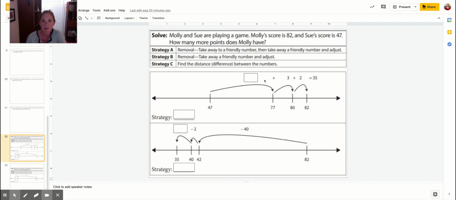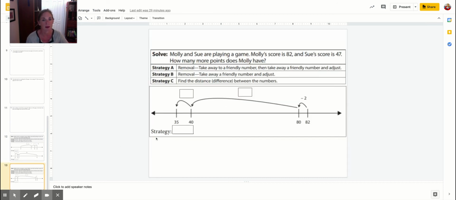So in this case, you have to look, are they taking away or are they adding? You can tell by looking at that. So you're going to figure out what this number is because they didn't fill it in for you. Figure out your strategy, A, B, or C. Same thing here and same thing on the slide 13, and that's it.